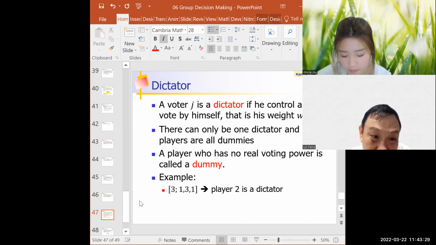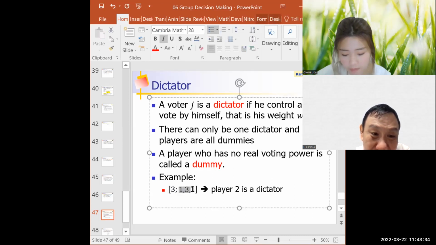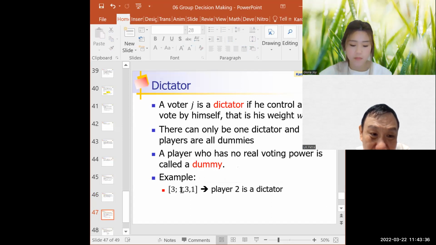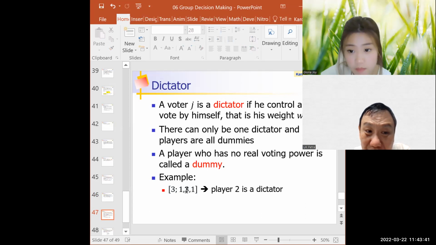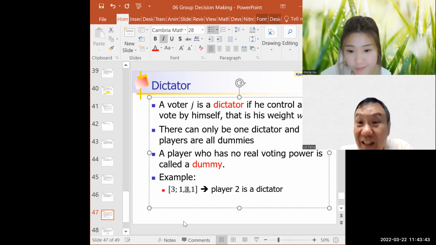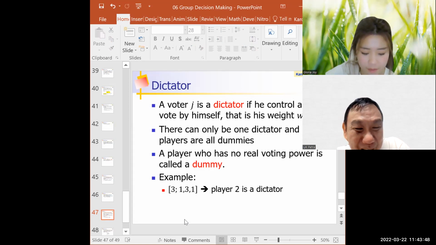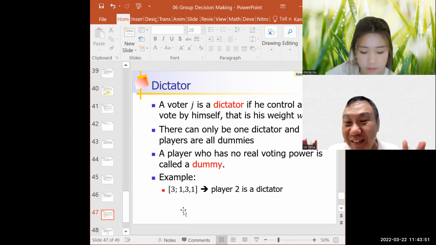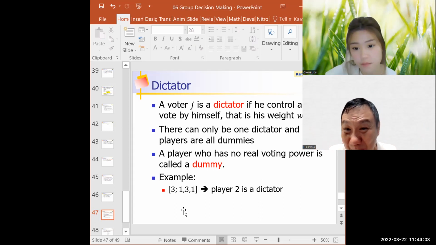I give you an example. The Q is 3, the threshold, and these are the weights. You see, 1, 3, and 1. Player 2 is a dictator. Okay, you will see, if you say democracy is voting, is that correct? What's the difference between dictatorship and democracy?